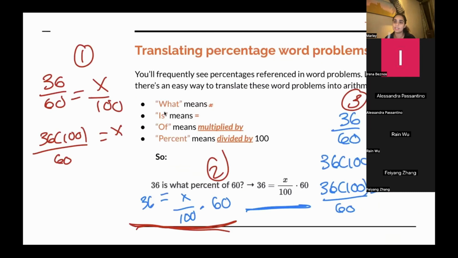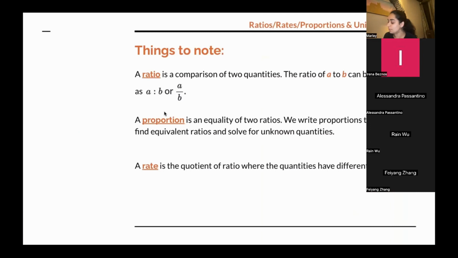We want to translate percentages as a word problem. What is X? Is equals, of is multiplied by, percent means divided by 100. And these are the three ways we can set it up and solve it through. And all of them would get you the same solution for this question right at the bottom. All right, so some things to note.